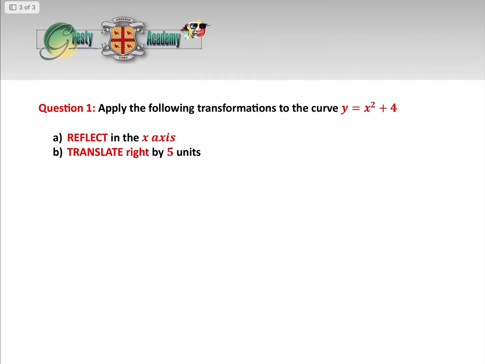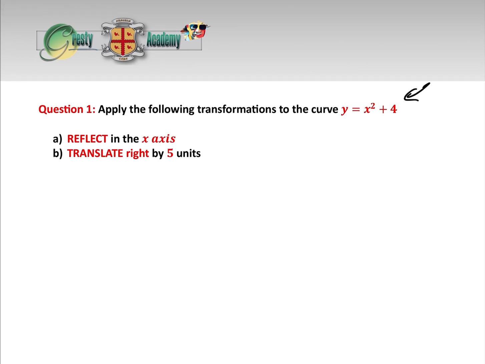Okay. So what we're going to do now is let's do a couple of questions. And there's 2 standard questions. One is we have a curve and we are asked to apply transformations. And the other question is we are given the transformed curve and we're given the transformations, and we have to find the original curve. So here we have the original curve, we have the 2 transformations, and we're going to apply our rules. What is the transformed curve?